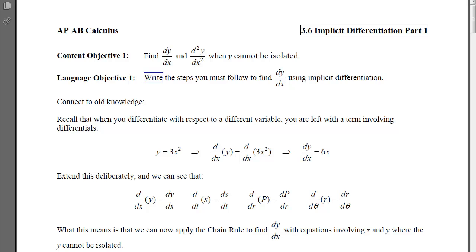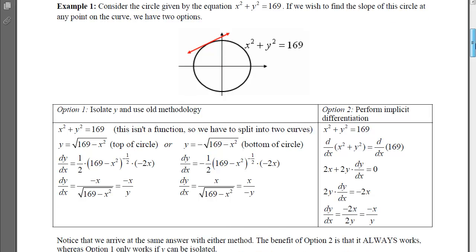So what this means is that we can now apply the chain rule to find dy/dx with equations involving x and y when y cannot be isolated. For example, let's look at this circle that's given by the equation x squared plus y squared equals 169. If we wish to find the slope of this circle at any point on the curve, we have two options. We can do our old methodology by isolating y. So if we do that here, we can see that y will be the positive square root of 169 minus x squared, which is the top half of the circle, or we could do the negative square root of 169 minus x squared, which is the bottom of the circle.